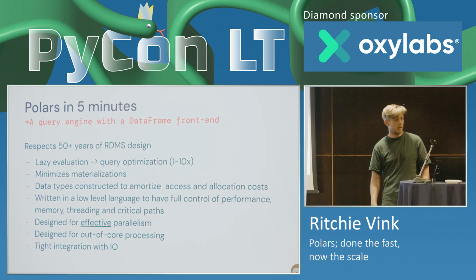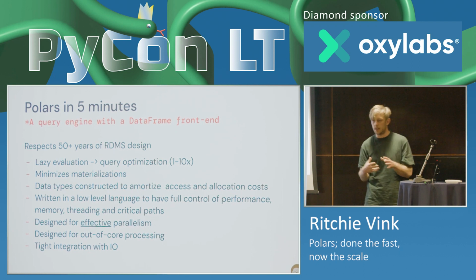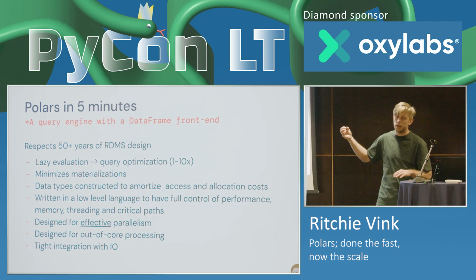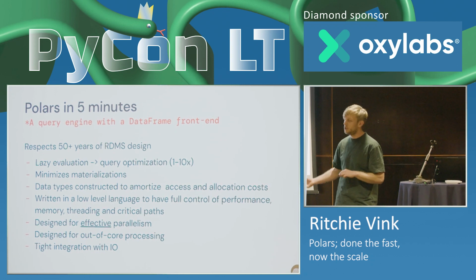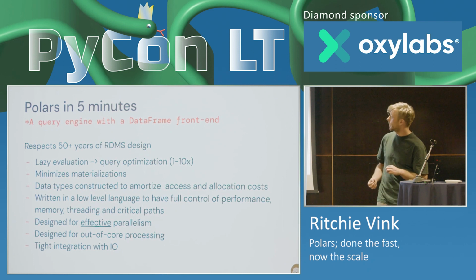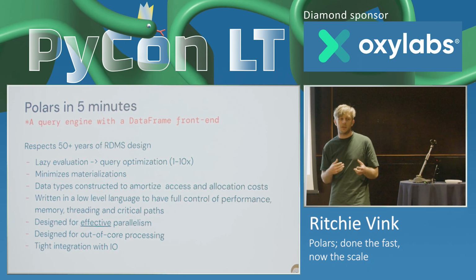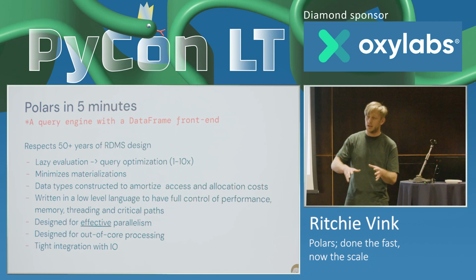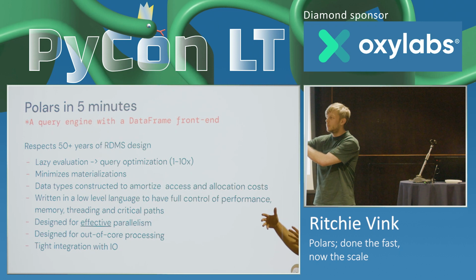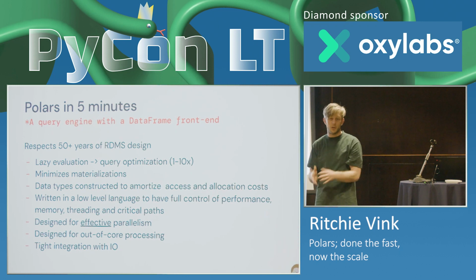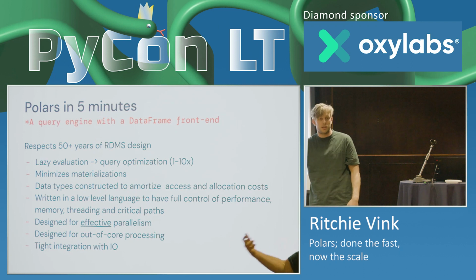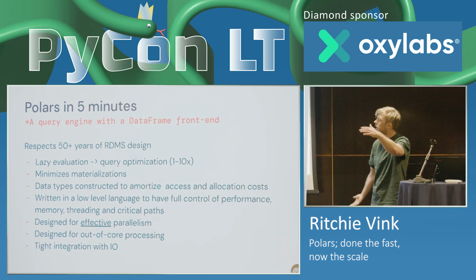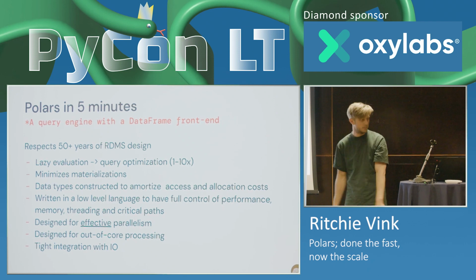Materializations are very expensive. We have data types that are constructed to amortize cost of access and allocation cost. This is actually done by Arrow. We follow the Arrow specification for most of our data types. And with amortizing access, I for instance mean with string data, opposite to how pandas did this in the past, where they stored a string as a heap allocated buffer. If you do this for every string, you need to go to the heap for every string you have in your column. And we have a single heap allocated buffer for the whole column.